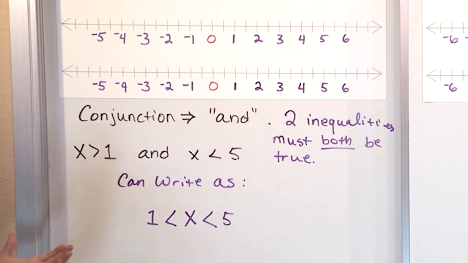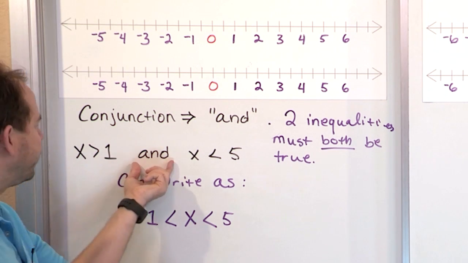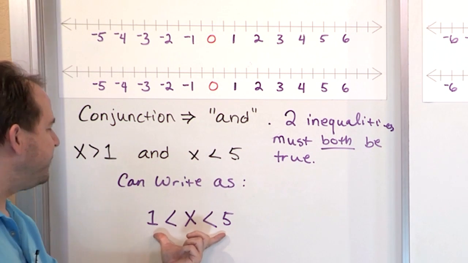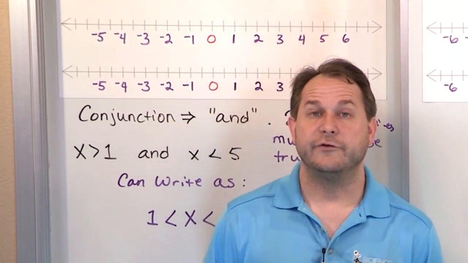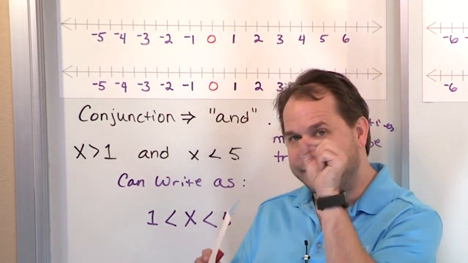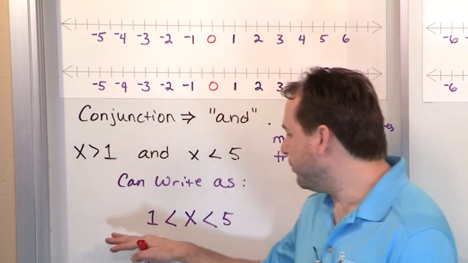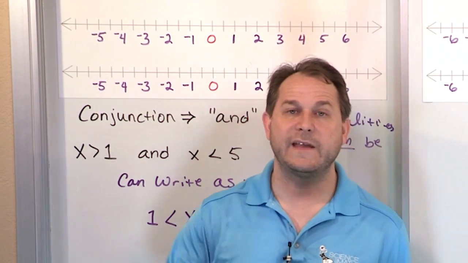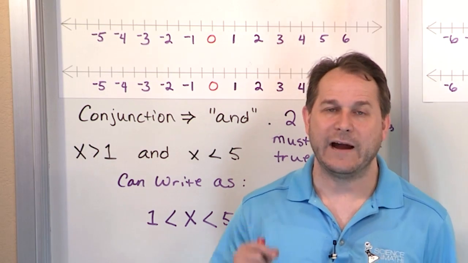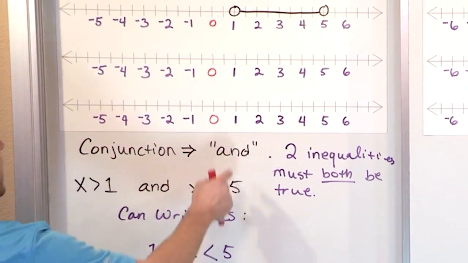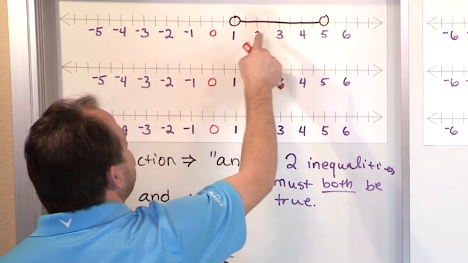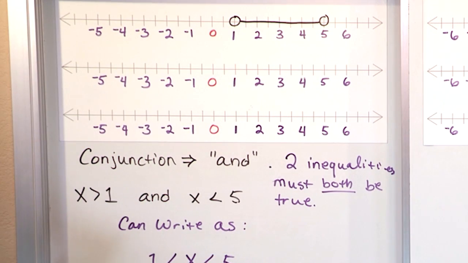So in your problems, half the time you'll see it written with an "and" and the other half the time you'll see it written as a double inequality like this, or compound inequality, or a conjunction inequality, where you have the double arrowheads like that. But when you see these double arrowheads, you know that they're anded together. So x greater than 1, x less than 5. That's what we've represented in our drawing there.